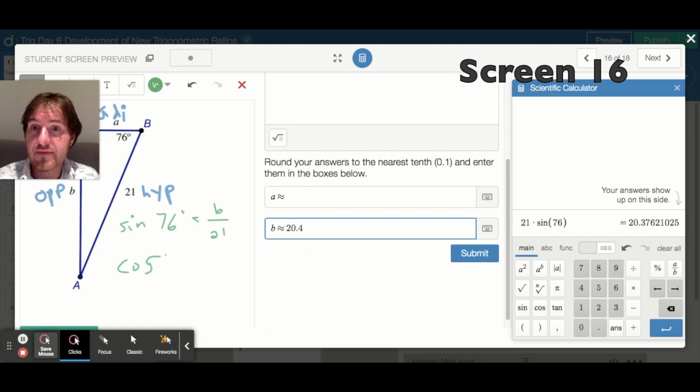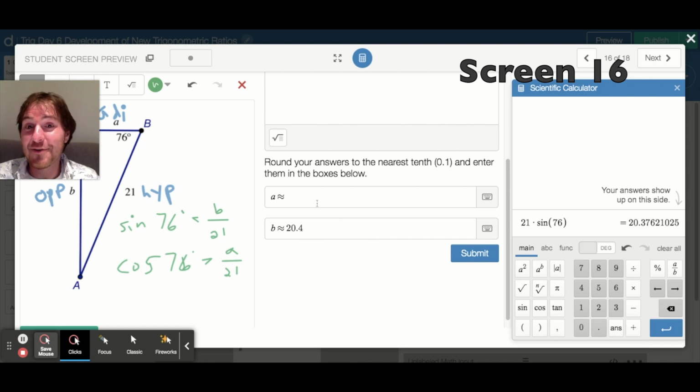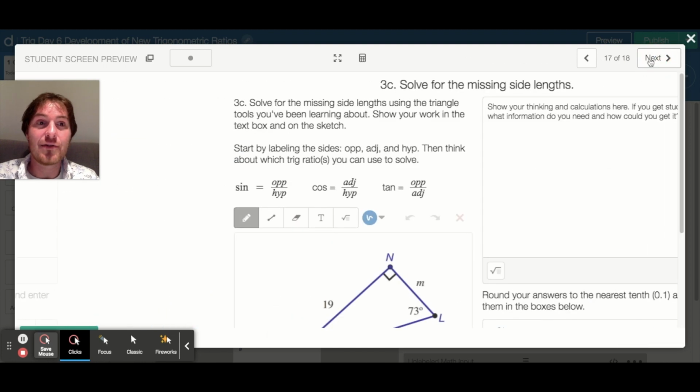Cosine of 76 degrees is going to be adjacent over hypotenuse, so that's A over 21. Same deal. I have to type that one in: 21 times cosine of 76 degrees. Boom, you're good to go. You got a rough answer, the squiggly lines here. It says approximately to the nearest tenth. Let's multiply through. I don't need to do the rest for you guys.